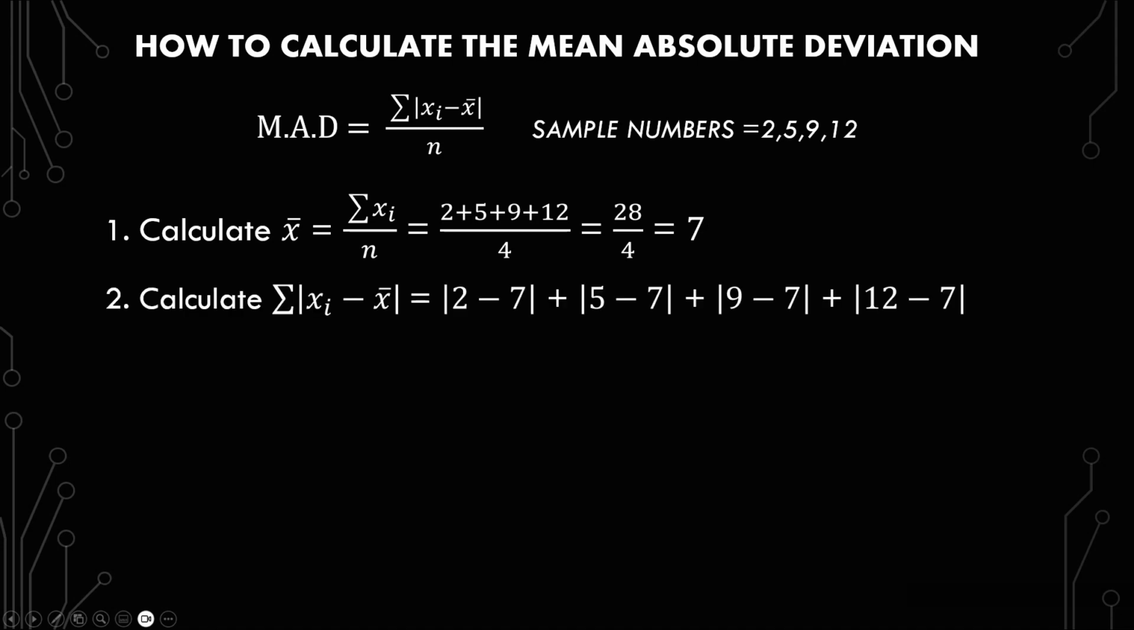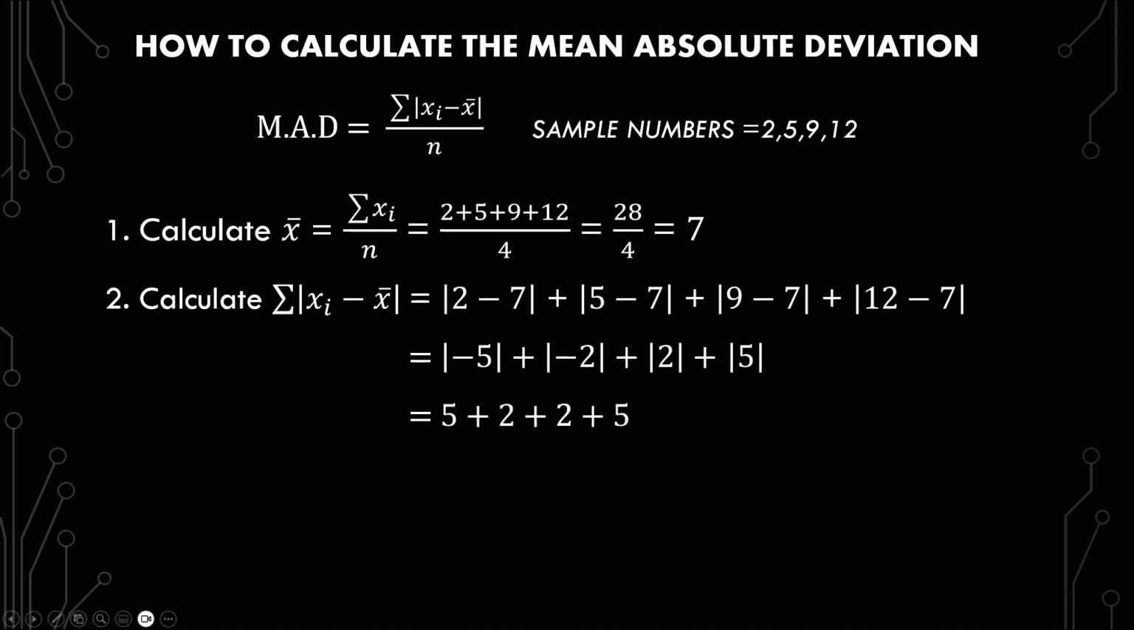The next step is to take each number and subtract 7, and then apply an absolute value to that difference, and then add them all together. So it sounds like a lot, but it's really simple, and I'll show you. 2 minus 7, absolute value, plus 5 minus 7, absolute value, plus 9 minus 7, absolute value, plus 12 minus 7, absolute value, which gives us the absolute value of -5, plus the absolute value of -2, plus the absolute value of 2, plus the absolute value of 5.